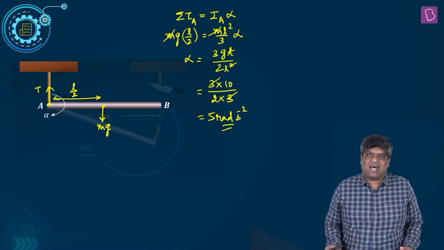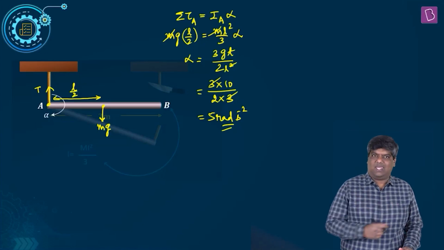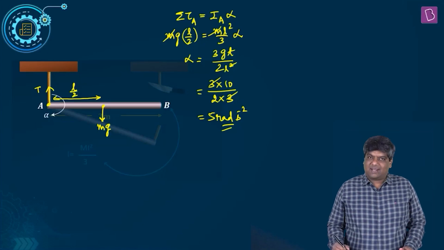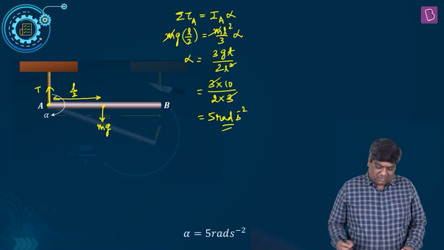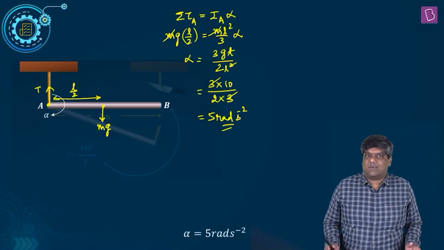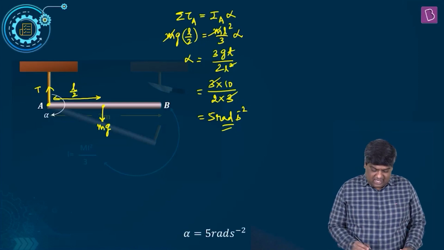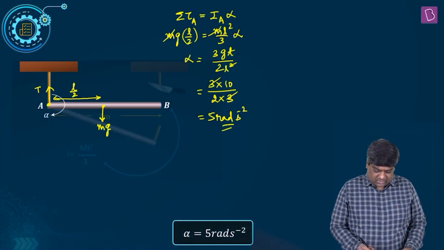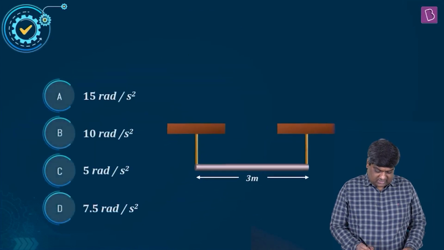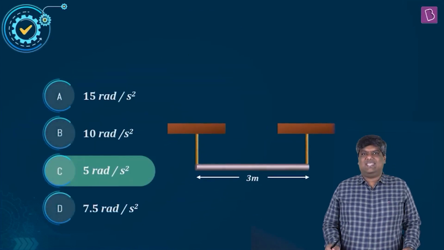Since alpha is asked, all we used was the torque equation, and from that we calculated alpha to be what? 5 radian per second squared. That's the required answer. And which is the option that supports our answer? Well, it is option C.